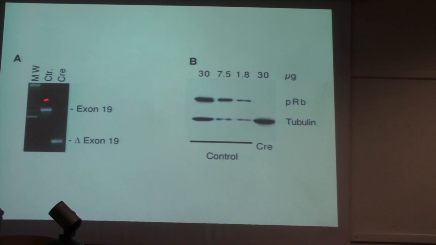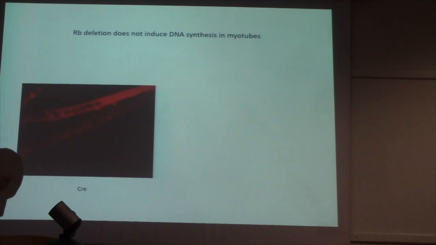Now we know that we are excising the gene. We know that this results within a certain time in the disappearance of RB, and the result is that the myotubes still do not incorporate BrdU. Great. So the answer is that pRB is not necessary to maintain the post-mitotic state once it has been established. Except that this is a one-point experiment.